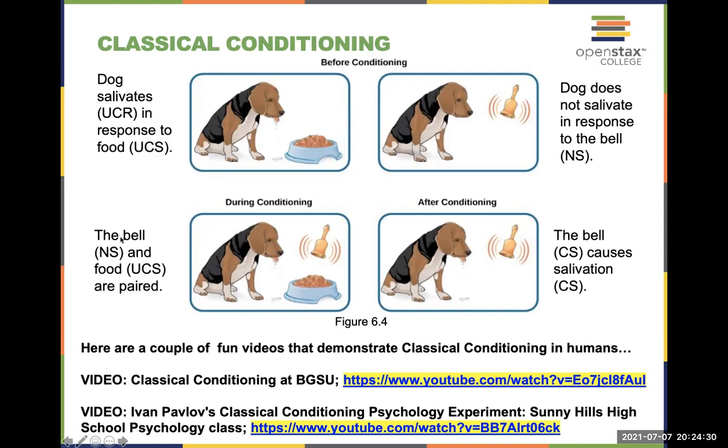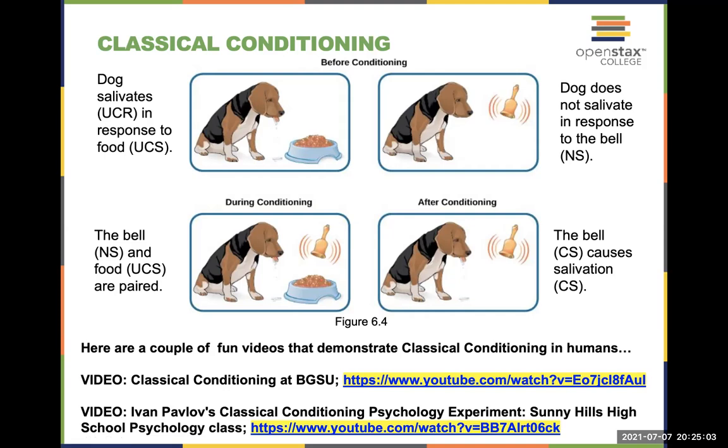So here you have the dog being presented food, and what happens? So the dog salivates. That's the unconditioned response in response to the food, which is the unconditioned stimulus. So remember, whenever you see the word unconditioned, I want you to think unlearned, right? So the dog salivates at the presentation of food. No learning there, it just happens. What happens if you ring a bell for a dog?